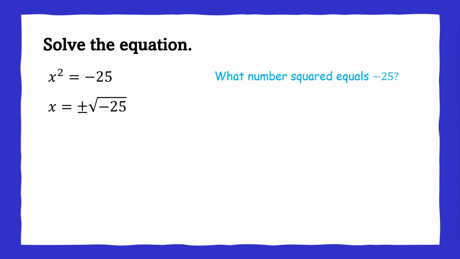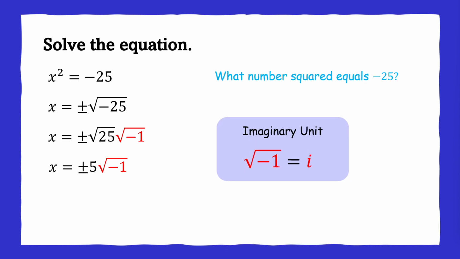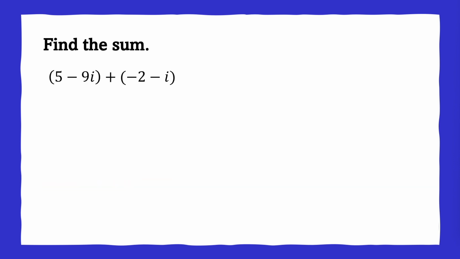Write negative 25 as a product of 25 and negative 1. We can separate these into two factors using separate radicals. Simplify the square root of 25, which equals 5. The solutions of the equation are not real numbers, but complex numbers. Since the square root of negative 1 is defined as the imaginary unit i, we can write the solutions as 5i and negative 5i. Complex numbers include both the real and imaginary numbers.